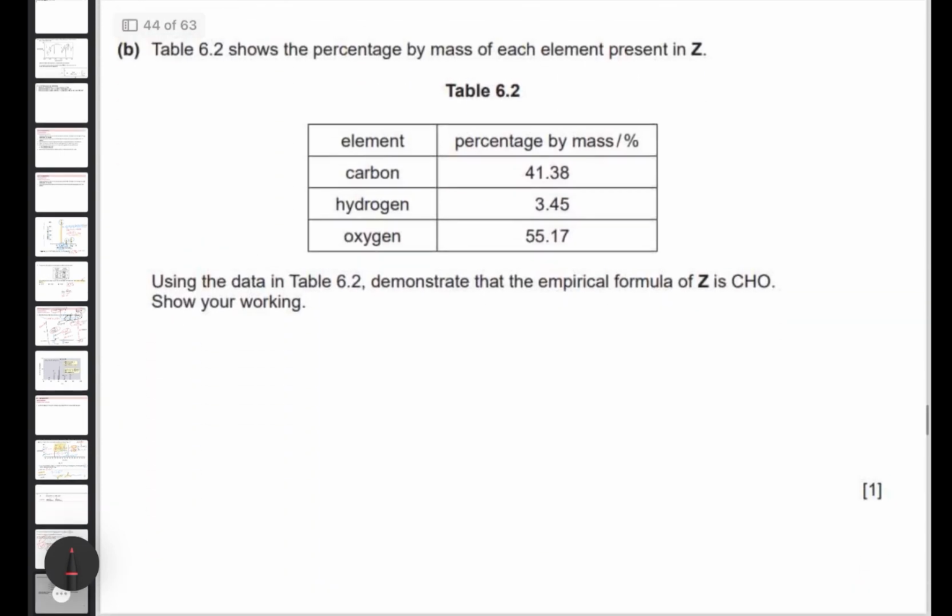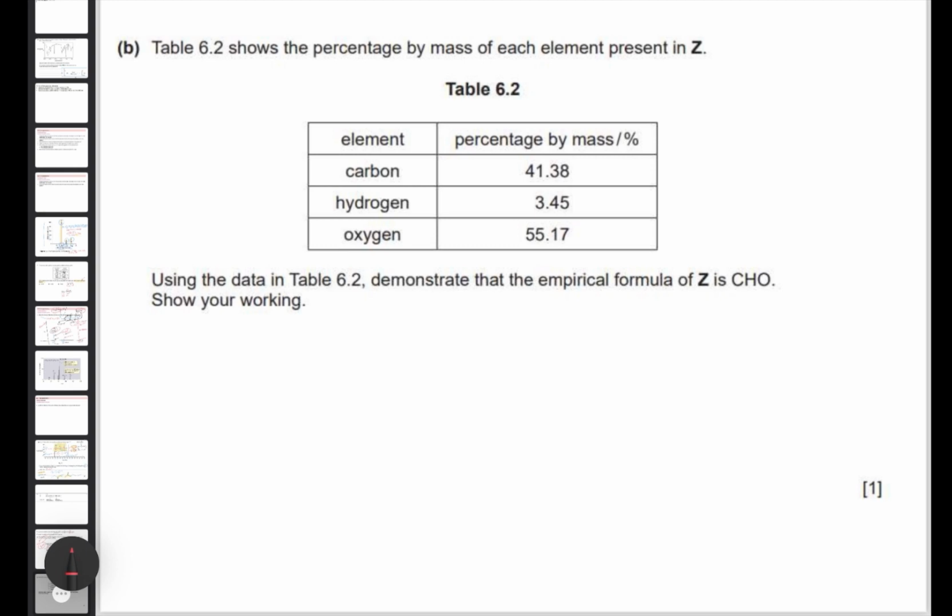The question says table 6.2 shows the percentage by mass of each element in Z. Using the data in the table here, demonstrate that the empirical formula of Z is CHO.